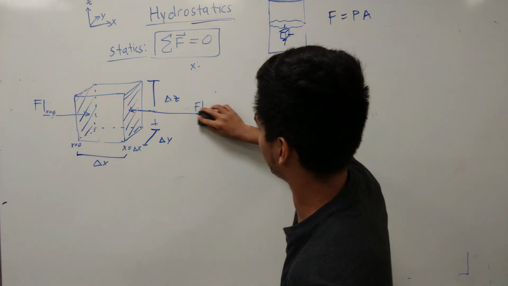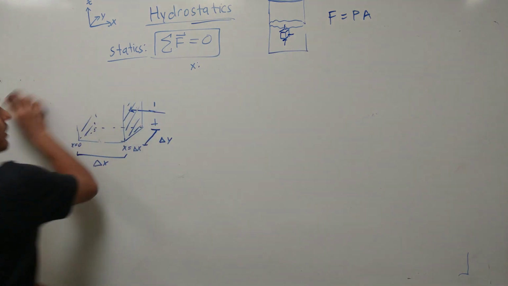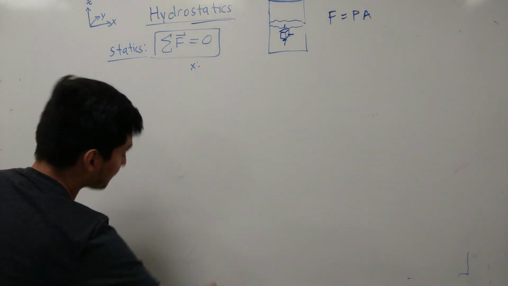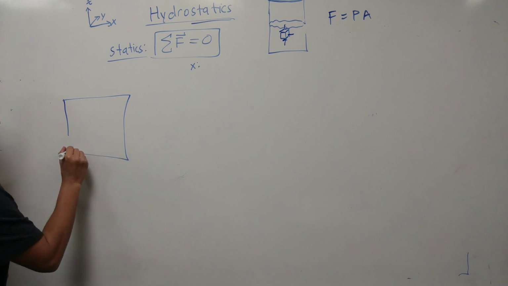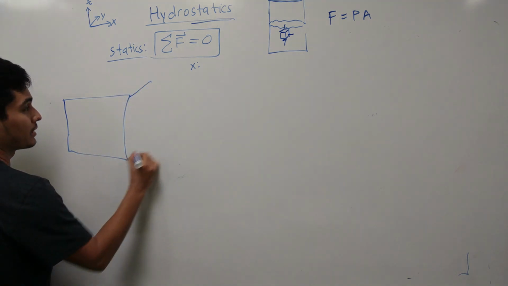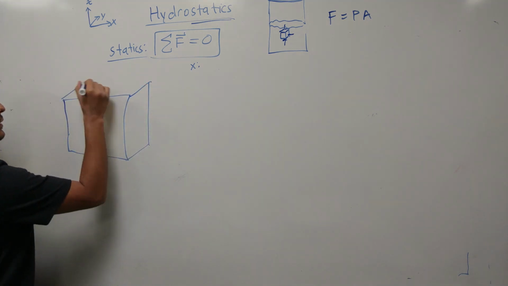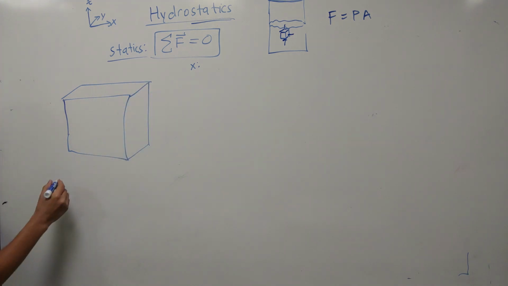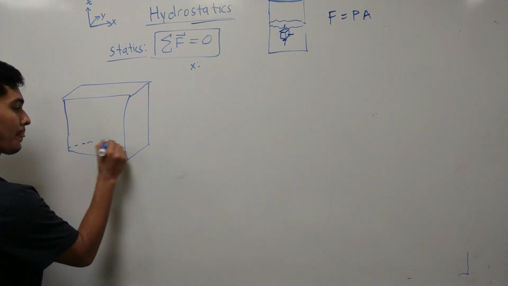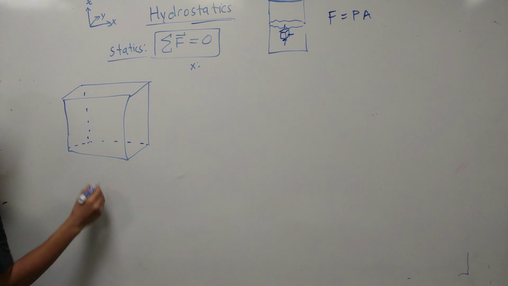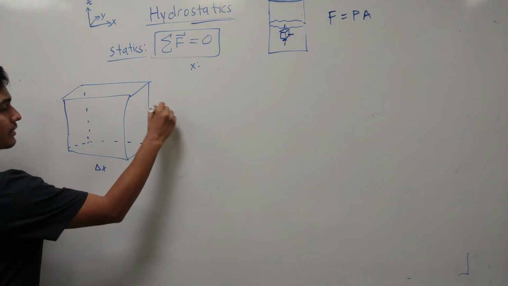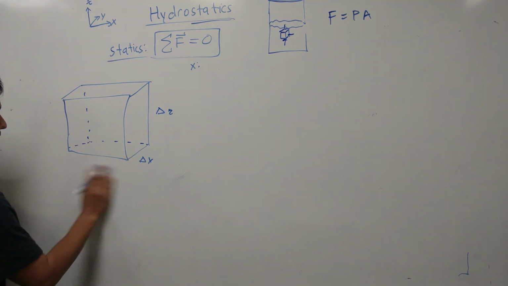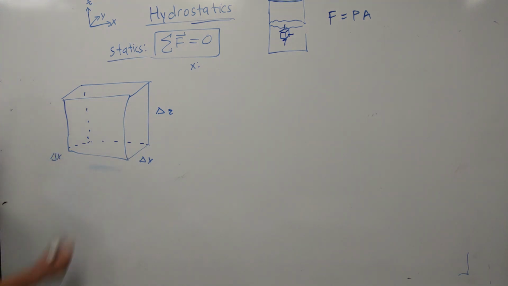So let me get rid of this. Let me redraw the box again, because this is where it gets a little bit tricky. So the box is going to be like SpongeBob. And so this is going to be our delta x, delta y, delta z. Let me move the delta x. Remember that the horizontal is delta x.